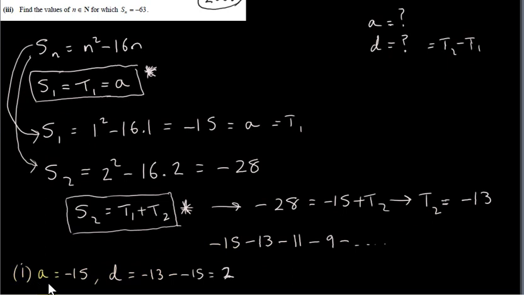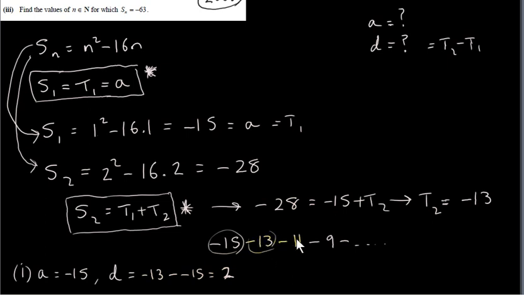So the answer to question 1 is a is minus 15, but d is got by taking any term, say the second term, and subtracting the first term. T2 minus T1. So we've minus 13 minus minus 15. That gives plus 2. So d is positive. So we just add 2 onto any term to get the next term, and so on.